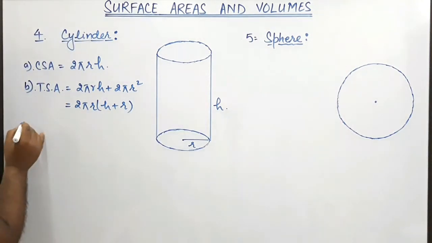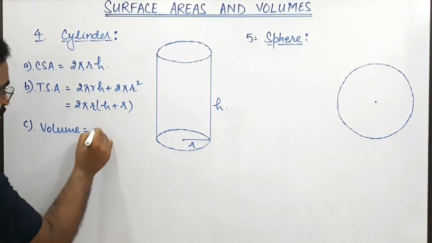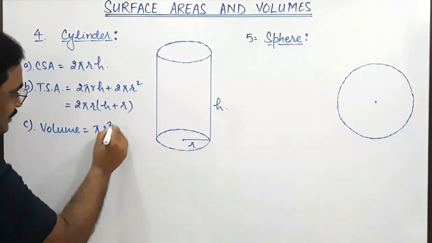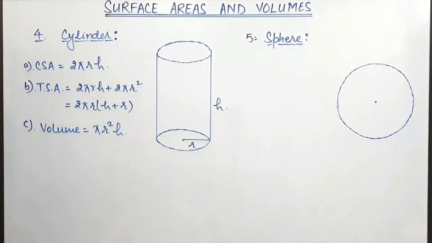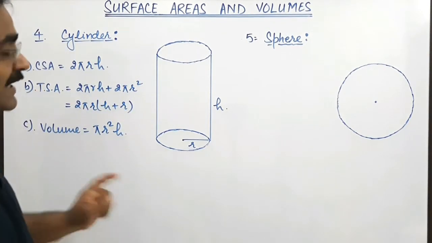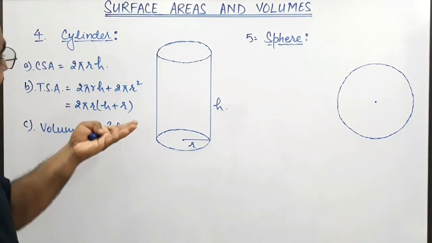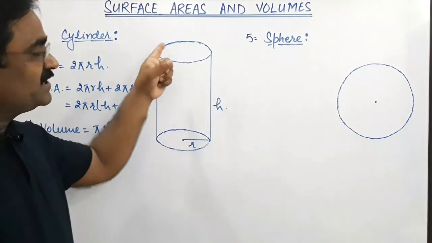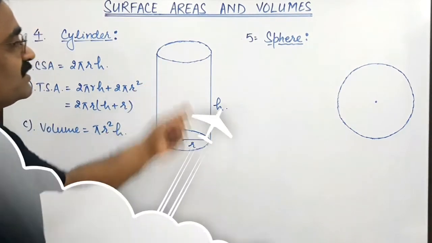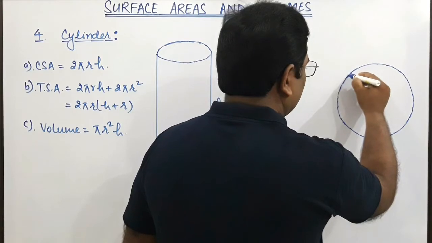Now, the volume of the cylinder is equal to pi r square into height h. So this is all about the cylinder. This cylinder is also called a right circular cylinder. Right, because it is a right cylinder, and circular, because the base and top are circular. Sphere. A sphere is a similar face of a circle.